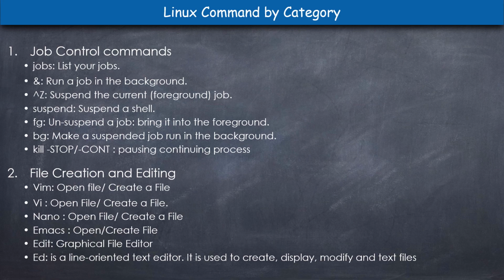Okay, so kill, stop and continue. Basically kill is used to kill a running process. There are different parameters of this. So kill -STOP will stop that process, and kill -CONT will continue that process. So basically these are the job control commands.